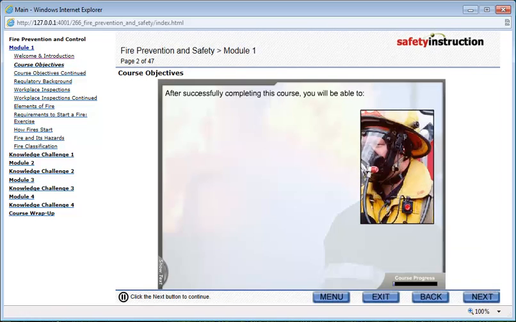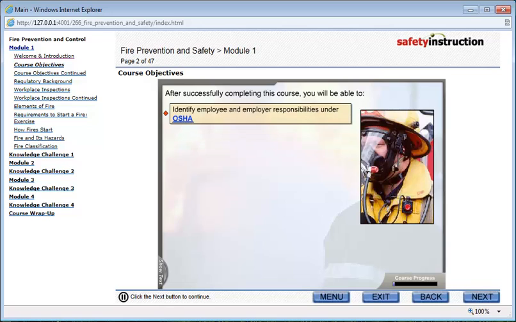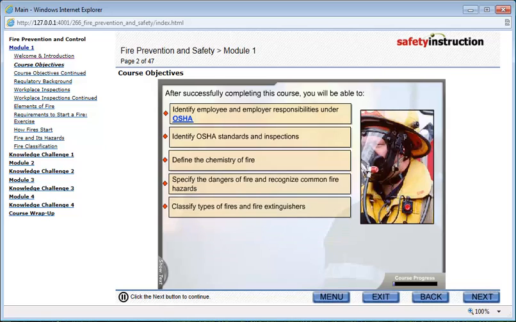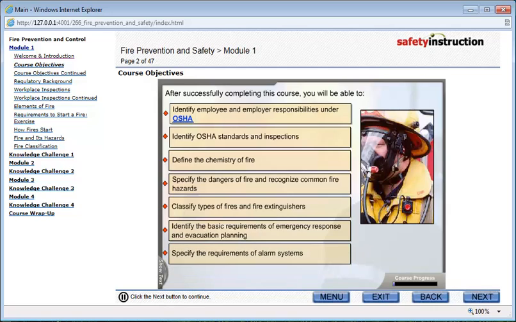After successfully completing this course, you'll be able to identify employee and employer responsibilities under OSHA, identify OSHA standards and inspections, define the chemistry of fire, specify the dangers of fire and recognize common fire hazards, classify types of fires and fire extinguishers, identify the basic requirements of emergency response and evacuation planning, and specify the requirements of alarm systems.